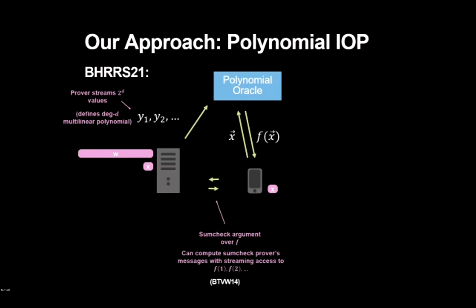And so how this previous work made it work is, first they observed that you can actually compute the sum check prover's messages only given streaming access to f. So that's part one. And then part two is that they implemented a streaming polynomial commitment that allows for this streaming mode of commitment and for streaming evaluation.